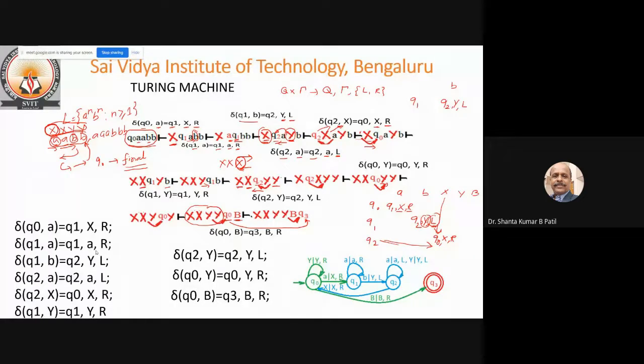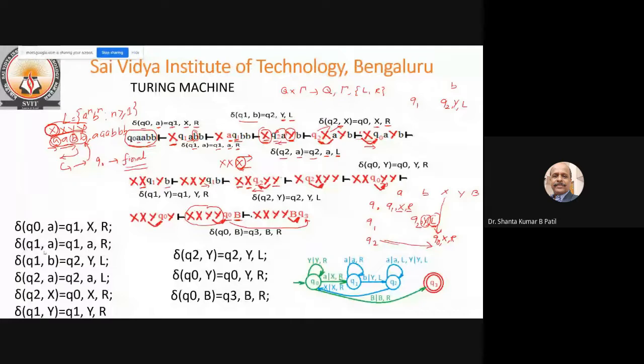By making use of all these transition functions, you can construct the transition diagram. The first transition function is Q naught, and the output side is Q1. That's what I have drawn, the green line here. Input is A and the output side symbols are X and R. A is replaced by X and it is moving toward the right side.